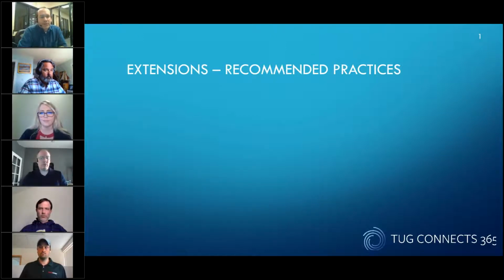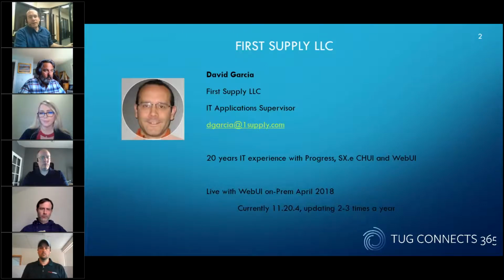So my topic, I'm focusing on some recommended practices from a user and developer standpoint of working on extensions. I'm the application supervisor at First Supply. I've got about 20 years of experience developing in Progress, and in our environment, we're now on 11.20.4. We've been updating our WebUI environment 2 to 3 times a year since we went live on-prem with WebUI in 2018. So each year we are trying to make sure that we can keep track of all the extensions that we have in place and make sure they're well documented and understood for each of those updates.